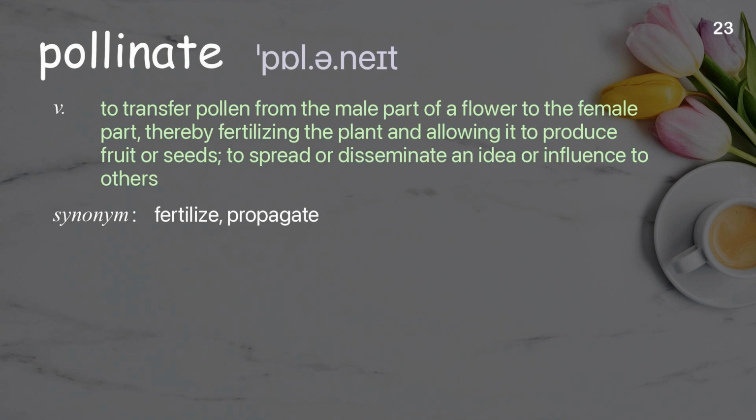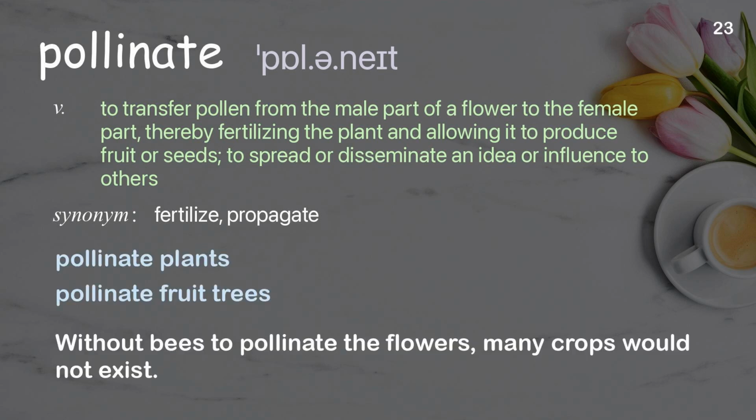Pollinate: to transfer pollen from the male part of a flower to the female part, thereby fertilizing the plant and allowing it to produce fruit or seeds; to spread or disseminate an idea or influence to others. Examples: Pollinate plants. Pollinate fruit trees. Without bees to pollinate the flowers, many crops would not exist.